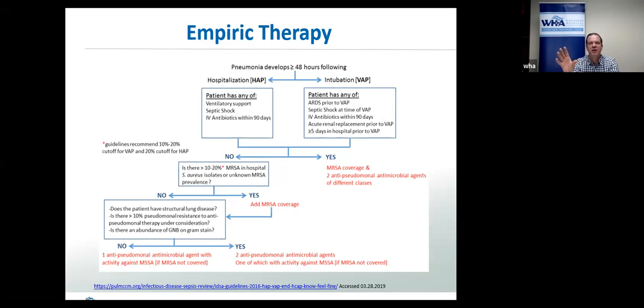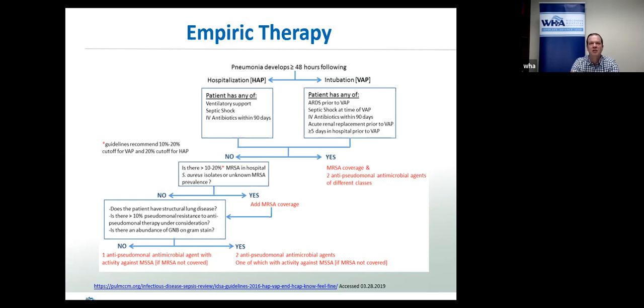But if you just follow through the chart here, our goal is to get every patient to the far left. Our goal is to say, this patient doesn't have risk for MRSA, they don't have risk for Pseudomonas, and we're going to be able to cover them with one anti-pseudomonal agent that also covers for MSSA, which would basically be a cephalosporin. That is the goal, except if you can't do that, obviously. If you can't say they're low risk for MRSA, if you can't say they're low risk for Pseudomonas, then they're going to need broader coverage. So again, I don't want to belabor the point, I'm going to leave this slide as a reference to you, but we'll walk through it quickly.